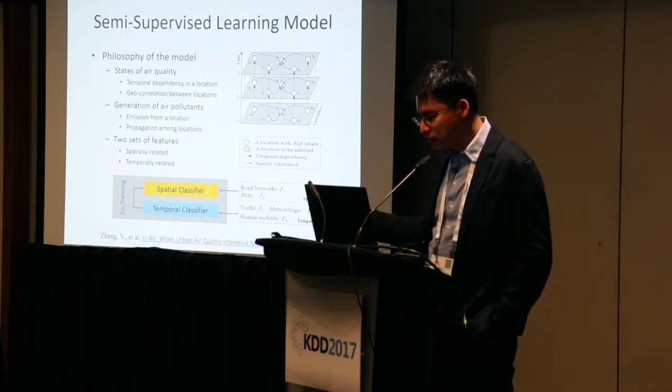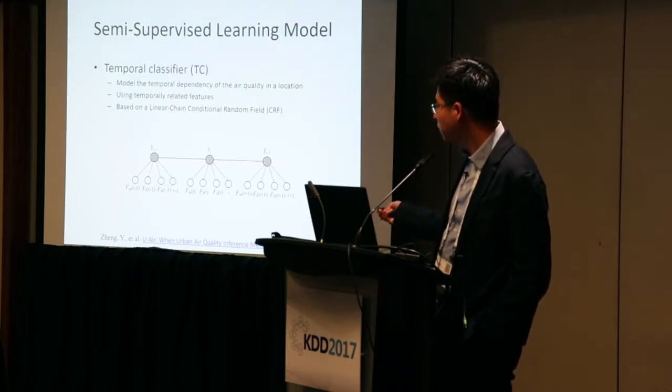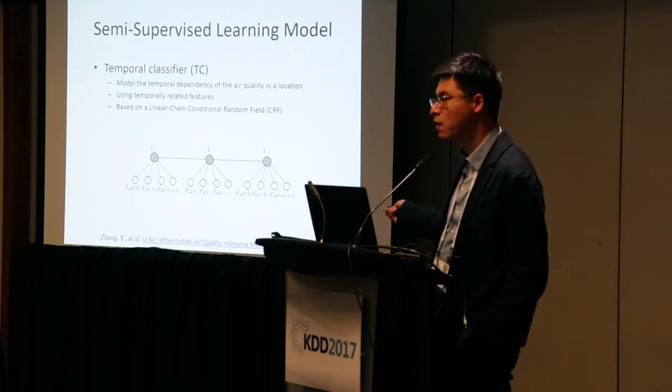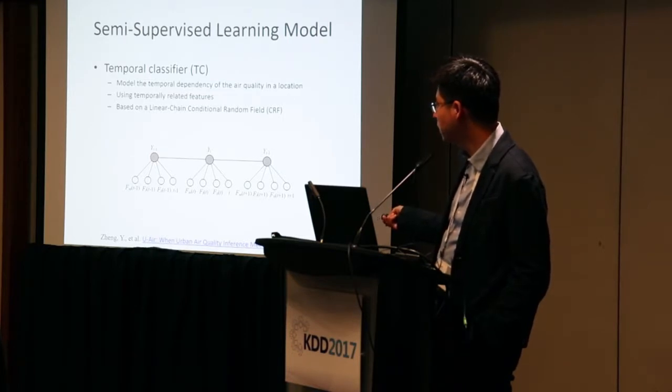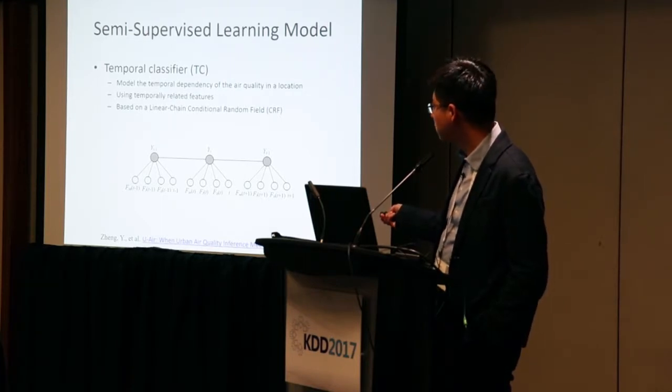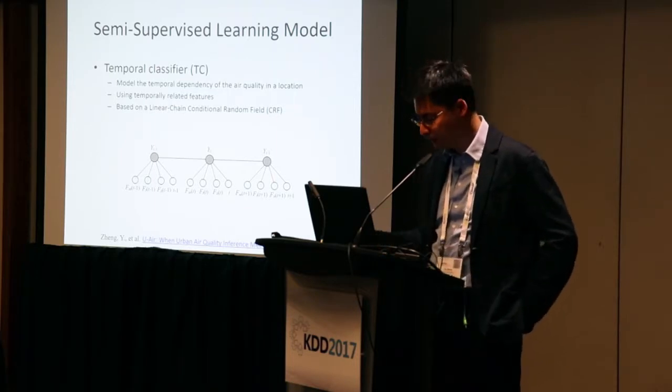More specifically, the temporal classifier is based on a conditional random field. Supposing each node stands for the air quality state of 1 hour, which is invisible. We're going to predict the hidden state of the location over a period of time, for example 2 p.m., 3 p.m., 4 p.m. And what we can observe are features like the meteorological feature, the traffic feature, and the time of day feature at each location, each timestamp. So this is a conditional random field. It's a linear chain conditional random field. This is an off-the-shelf model.